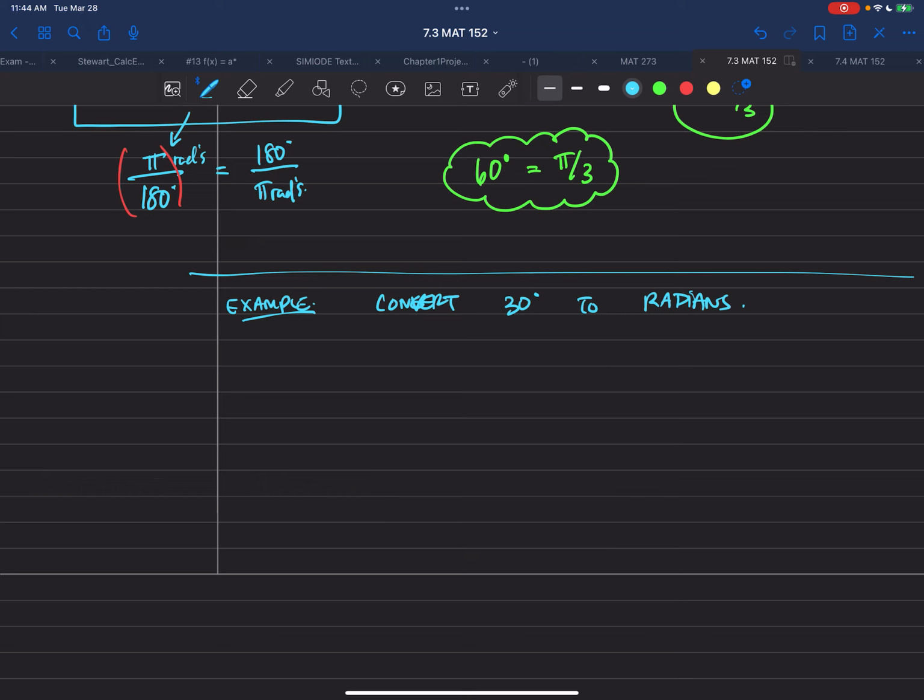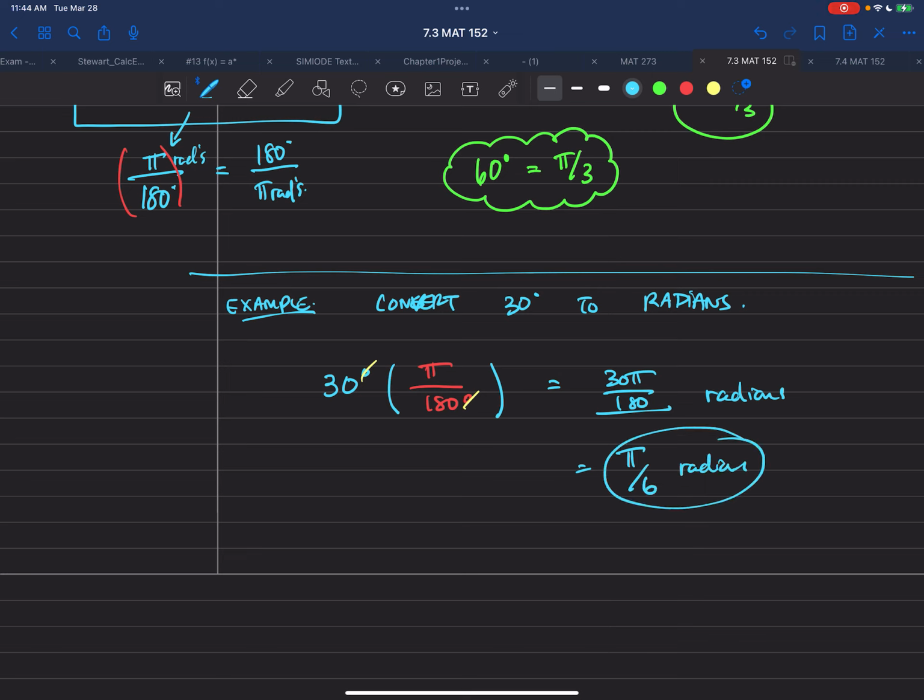And again, this is just kind of getting your hands dirty. So similar to before, taking 30 degrees, I want to multiply it by something to be left with radian measure. So I'll multiply by the same thing, it's pi over 180 degrees. Those degrees cancel, and you're left with 30 pi over 180, and this reduces to pi over 6 radians. Okay, so here 30 degrees is the same as pi over 6. This is another one to pack away and memorize because they come up a lot.